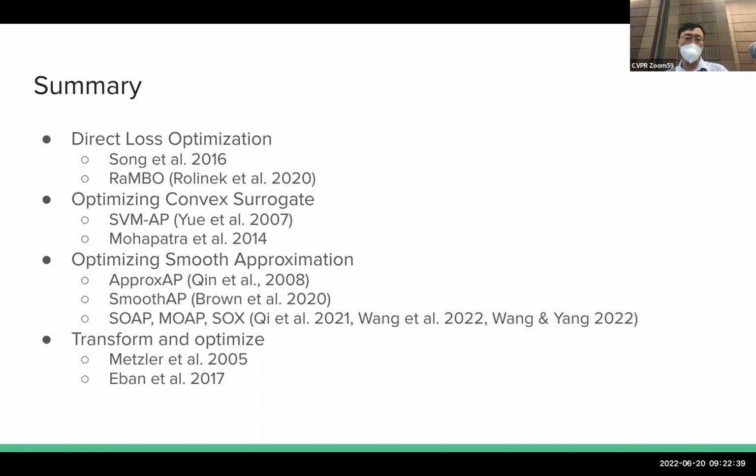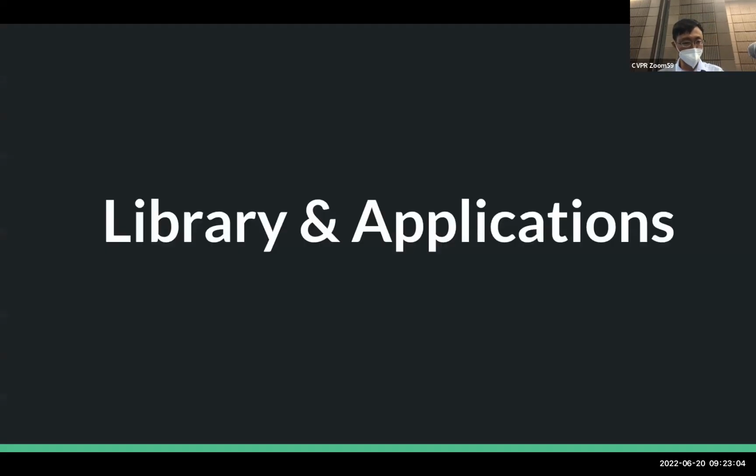The third category is to optimize the smooth approximation of the AP loss, right? So we have approximate AP, smooth AP, and our recent state-of-the-art algorithm for solving this smooth approximation with convergence guarantee. The last category is transform and optimize, so they can transform the problem into a different, for example, constrained optimization, and solve the constrained optimization by some algorithms. Okay, so that is about AP maximization.